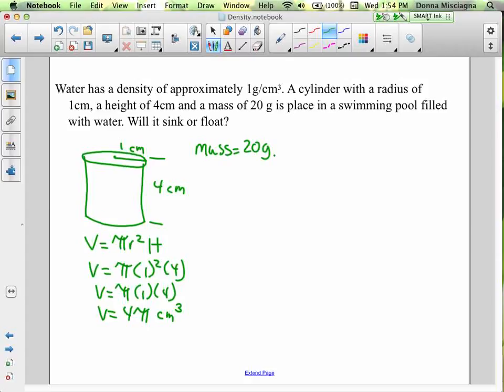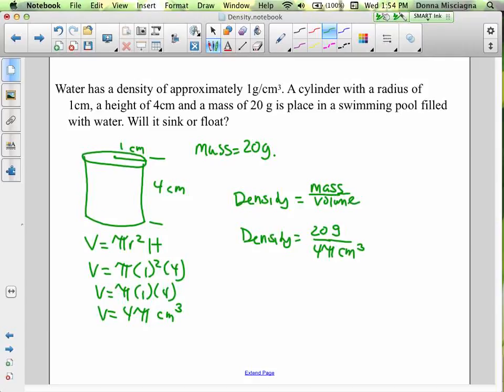All right, so how do we set this up to find density? And don't forget your units. So 20 grams over 4 pi centimeters cubed. Just as a reminder, density is mass divided by volume.